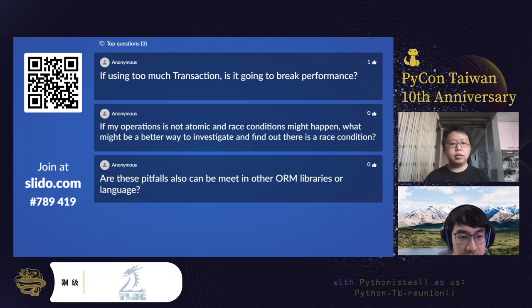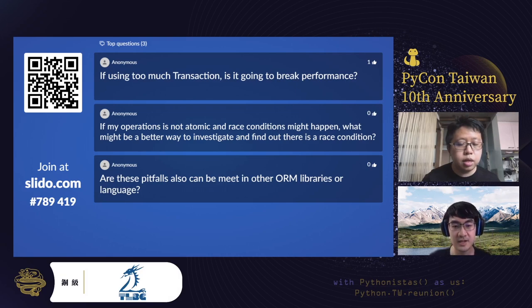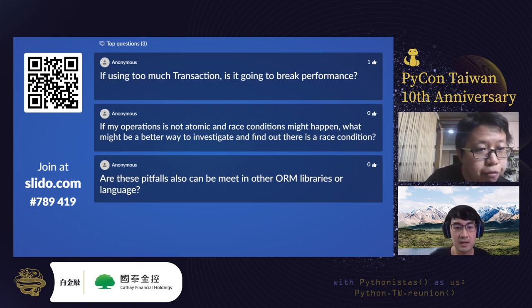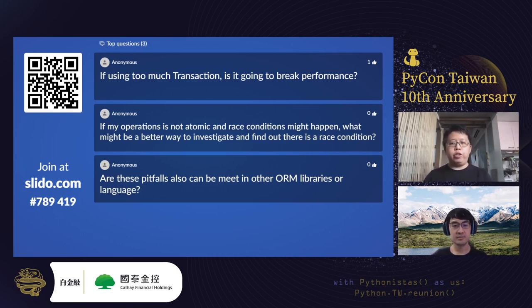And there's another question. Can these pitfalls also be met in other ORM libraries or languages? Okay. Maybe you mean some drawbacks only for Django? I think a lot of ORMs have this kind of problem because I think the abstraction is leaky. After I read some documentation, I think some ORMs did have the same problem. Yeah, not only for Django, but I think Django is good. Except for the part I presented today, I think Django helped us a lot. So I needed this presentation to tell you this part you should be careful about.